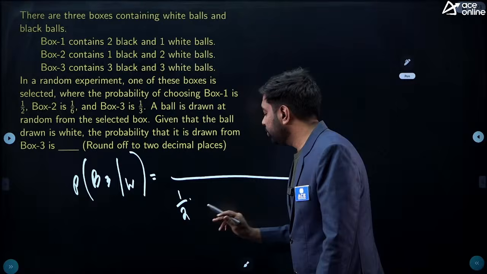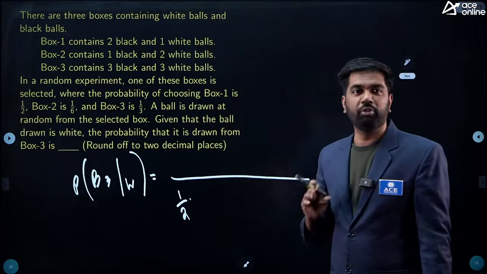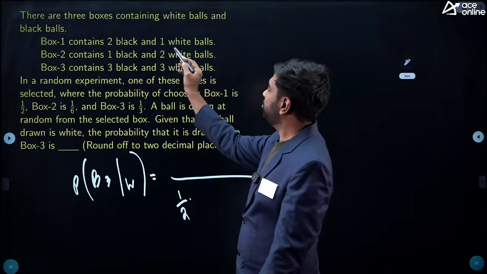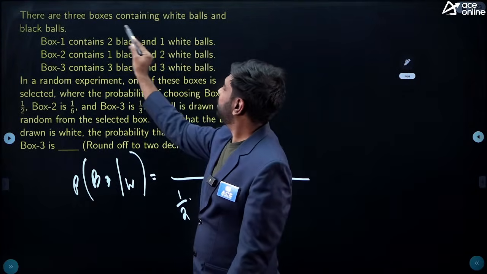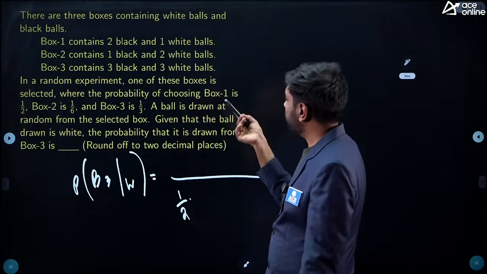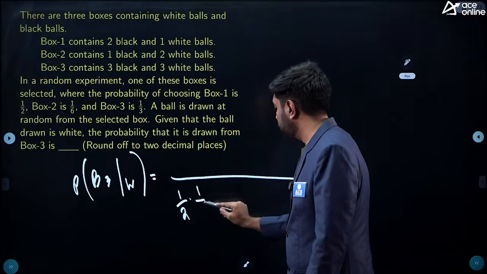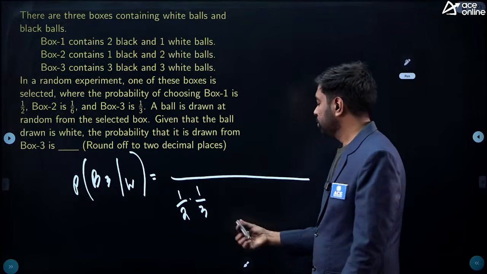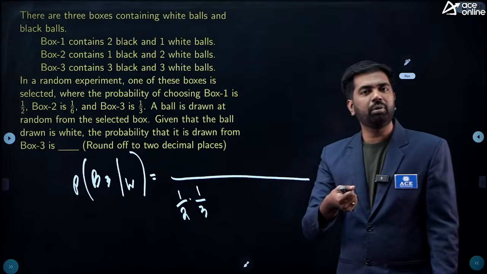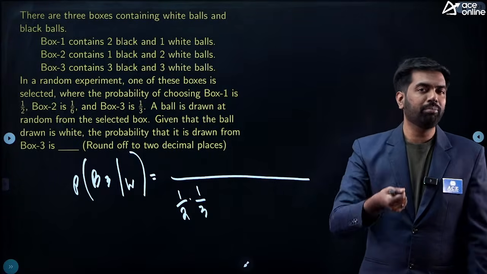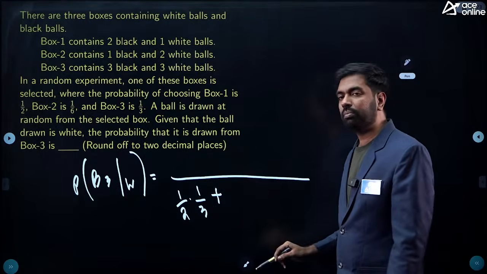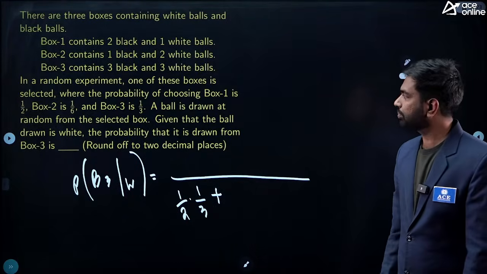So now which box did you select? Box 1. Now from that I need a white object. The total objects in box 1 are 3 and there is only one white. So what's the probability of drawing a white object? It is 1 by 3. So this is the probability of drawing a white from box 1. But a white ball can be drawn either from box 1 or from box 2 or from box 3. So the moment you use or, it's the addition.